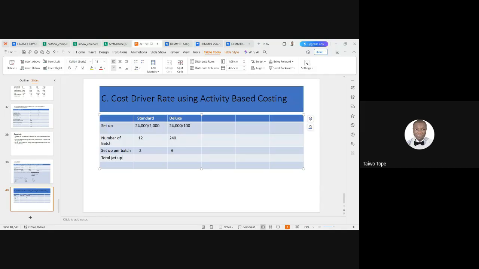So the total number of setup will now be what? For standard, it will be 24. And for the loss, it will be 1,440. So the total setup is 1,464.